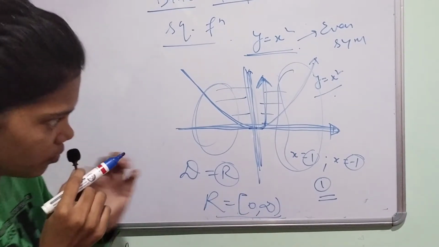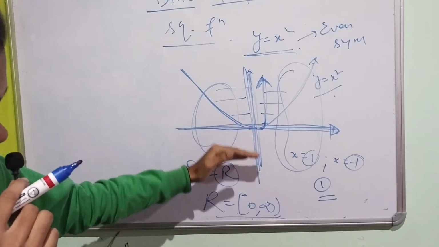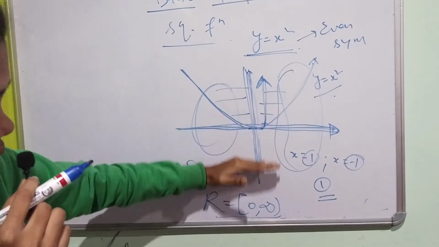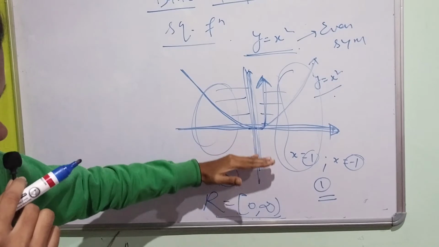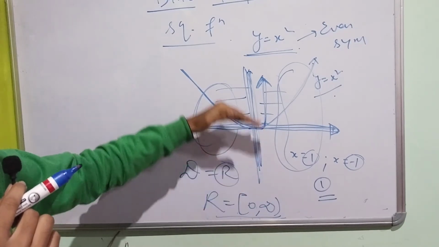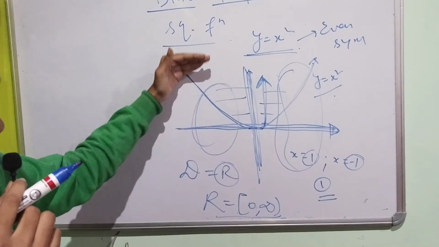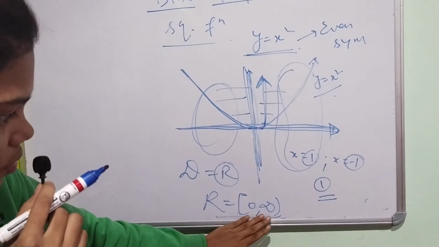Range is from 0 to infinity. As you can see, the graph is not below the x-axis, so no points below the x-axis are taken into account. Only the points which are above the x-axis are used in making the graph. So range is from 0 to infinity.